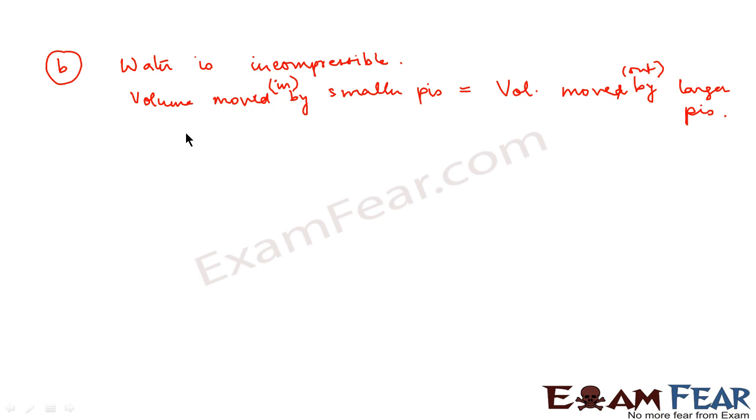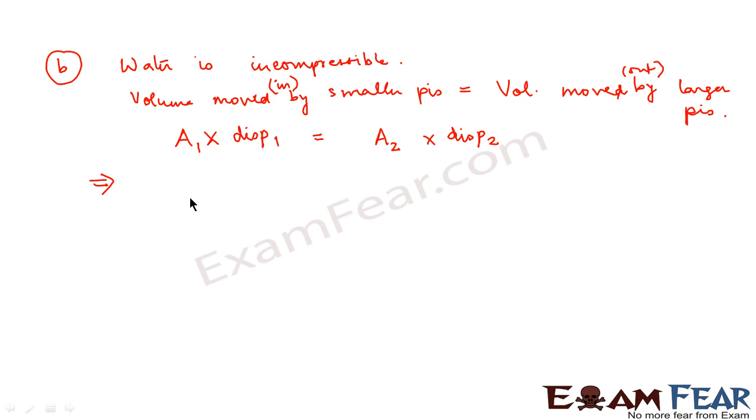So what would be the volume moved inwards? It would be the cross-sectional area into displacement. The cross-sectional area of the piston into displacement is the volume that is moved by the piston, right? So this would be A1 into displacement 1 will be equal to A2 into displacement 2. This is displacement 1. So what is A1?